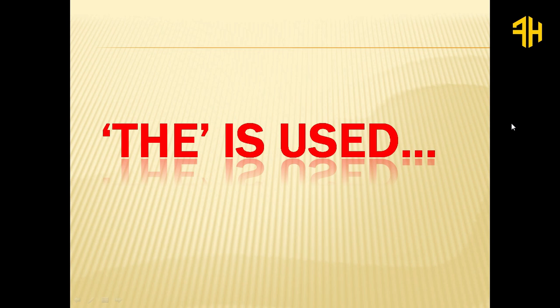Before the names of books, before the superlative degree, that is the best, the tallest. Before musical instruments, before an adjective to denote a whole class, that is the old, the rich, the poor. We use the when we know that there is only one of a particular thing, that is the sky, the world, the North Pole.